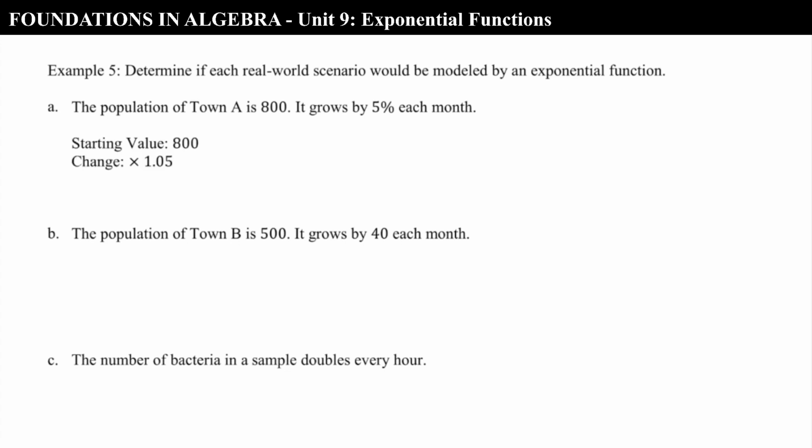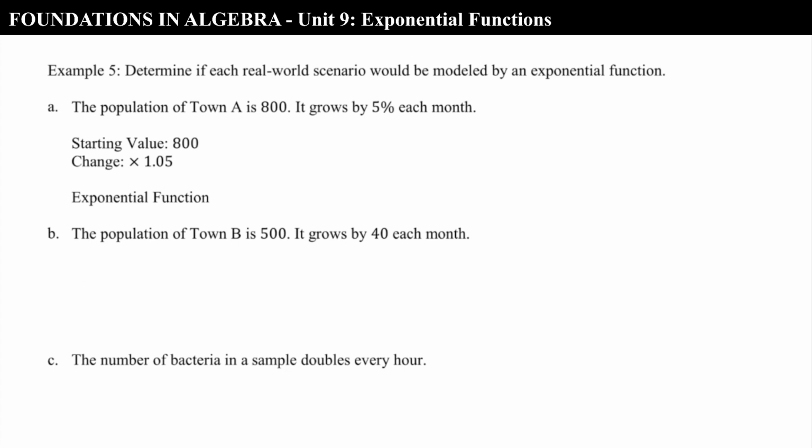And we know that it's changing by 5% each month. Now, be careful here because our change is 1.05. That's what we're going to multiply by each month because we're growing here, okay? So that means that we're keeping the original 800 and we're adding another 5% on top of that. So that's 1 plus 0.05, which is 1.05, okay? And that's what we're going to multiply by each month. So this is an exponential function.